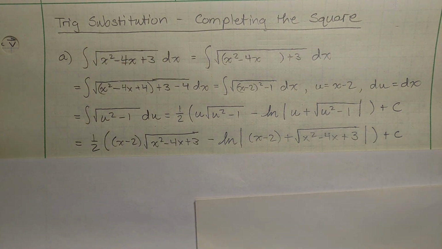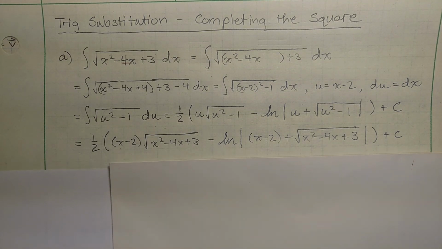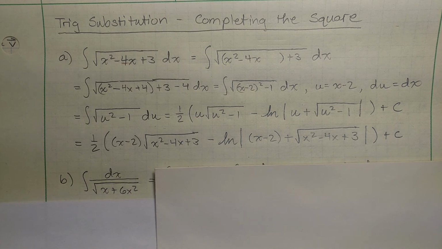All right, so that's one that allowed us to see how to use completing the square. Now let's look at one that's a little more challenging type of completing the square, and also one that's not just one of our special forms. So here's our second example, example B.